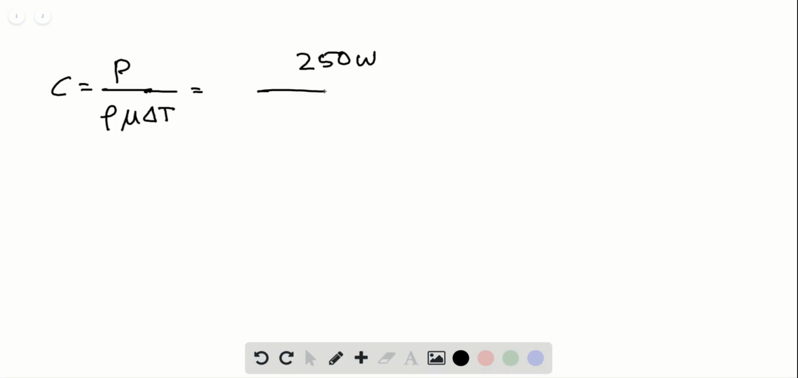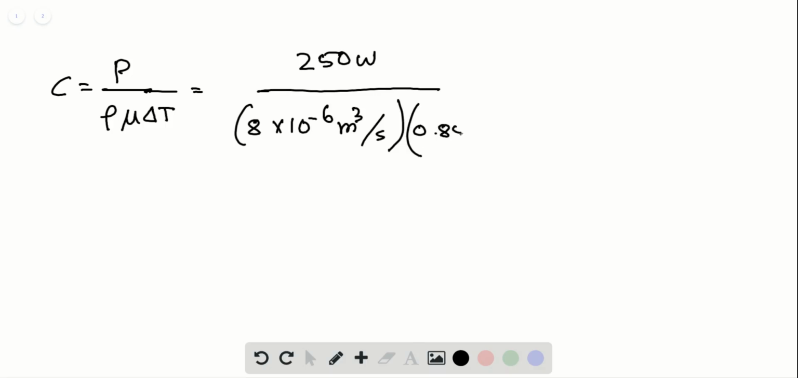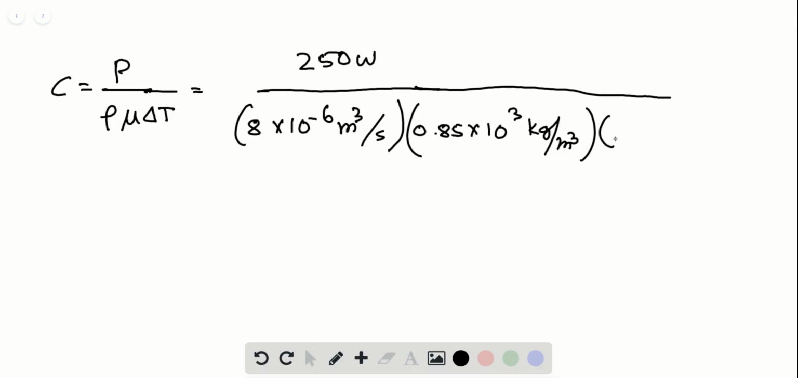So from here we can solve for C, which is P divided by rho times mu times delta T, which using the numbers, we have 250 watts for the rate of heat flow. Then rho is 8 times 10 to the power minus 6 meter cubed per second. Mu is 0.85 times 10 to the power 3 kg per meter cubed. And finally, delta T is 15 degree Celsius.